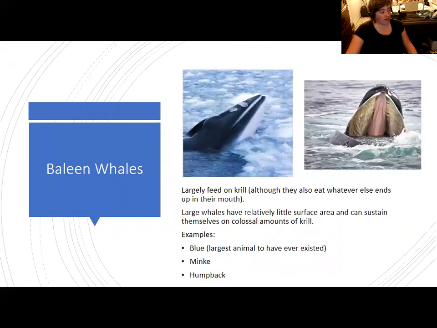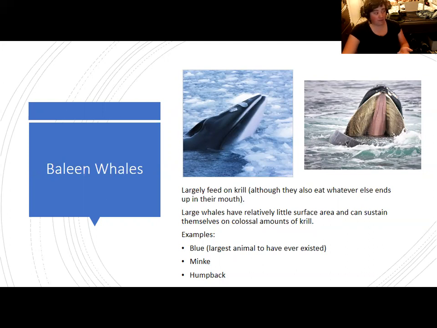So baleen whales include a lot of the really big famous whales that people go to Antarctica to see. And it's really interesting that the baleen whales are the largest. The baleen whales will swallow a patch of seawater in which they see krill swimming, and then they will close their mouth and expel the water through the baleen. The water makes it out, but the krill are too large and they get trapped by the baleen inside of the mouth. And this is how blue whales feed.